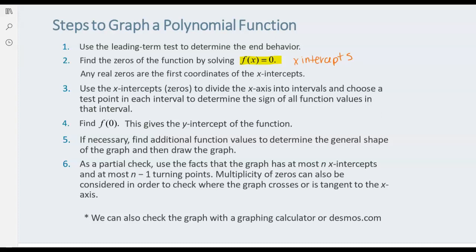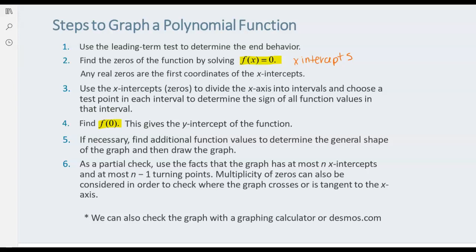And then we can use those x-intercepts to break the graph up into smaller sections, and we can analyze what's happening in between the areas where the graph crosses or touches the x-axis. Is the graph above the x-axis, or is the graph below the x-axis? Plugging in 0 for x gives us the y-intercept. Again, that'll end up being that last term, the constant term on the polynomial.